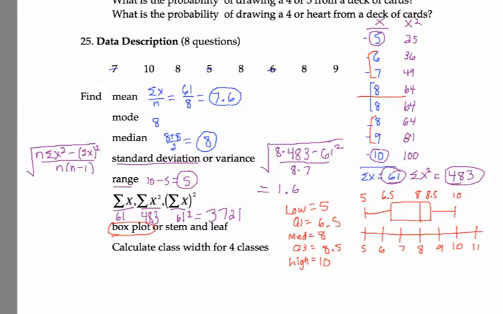To calculate the class width for 4 classes, class width is the range divided by the number of classes. Our range was 5, and the number of classes that we're told to use is 4. That's 1.25. And whenever you're finding class width this way, you always round up, even if convention would tell you to round down, and you'd use 2.